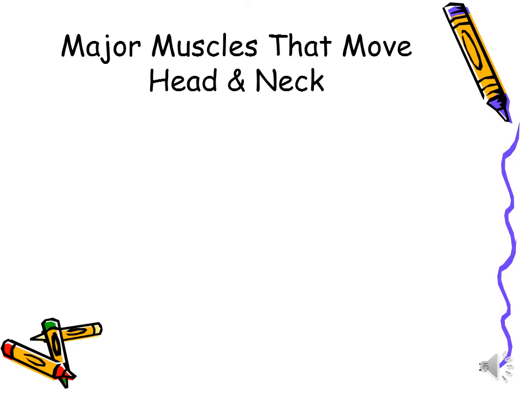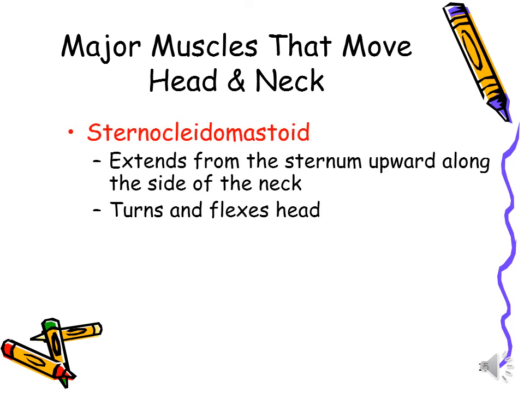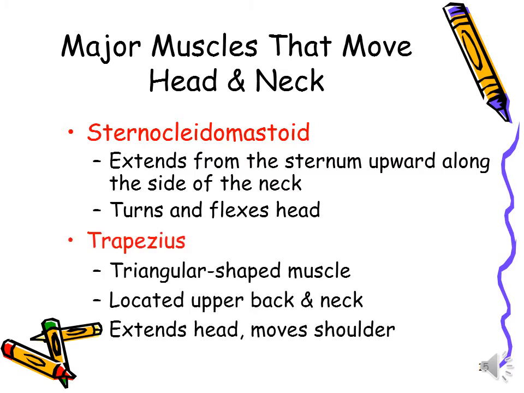Now, this is not included in your notes, so you're going to need to add this additionally to the notes that you have in front of you. The sternocleidomastoid extends from the sternum upward along the side of the neck, and it turns and flexes the head. The trapezius is a triangular shaped muscle located in the upper back and neck, and it extends the head and moves the shoulder.